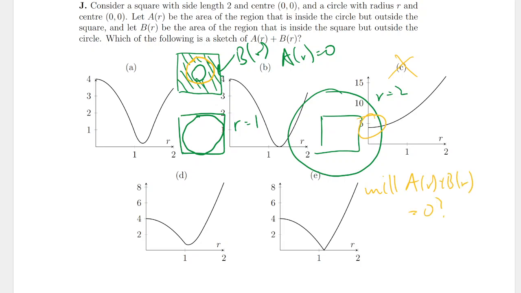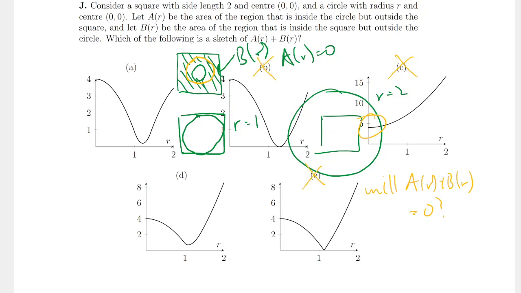If A of r plus B of r equals 0, that means that both of them are 0, because they're areas, so they're greater or equal to 0. Therefore, both of them will be 0. That means that the circle is bang on overlap with the square. Well, that's pretty impossible, unless you somehow change the shape of these things, which is not allowed. Okay, so B and E are both not allowed.